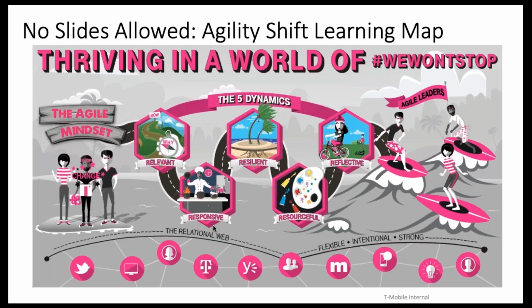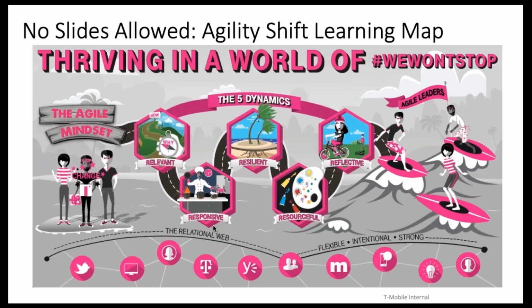So the facilitators do an amazing job, our leadership facilitators, of using two very large maps on the wall that walk you through the flow of the course. They show you the agile mindset, which is where you start. They talk about the relational web, which is an underpinning of Pamela's model, and you have people, resources, all sorts of things, technologies in your relational web, and they help you to execute these 5 dynamics, right? Which are relevant, responsive, resilient, resourceful, and reflective.